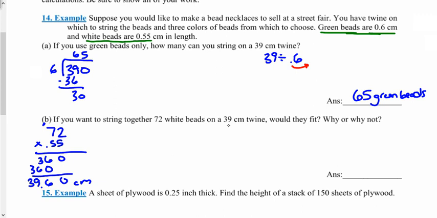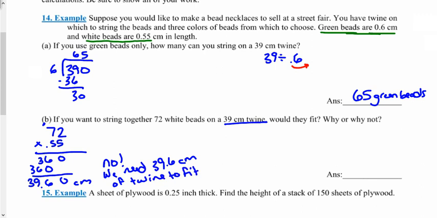Well, my twine is only 39 centimeters long, right? So will they fit? No, right? We need 39.6 centimeters of twine to fit 72 white beads. There. So that's one good way of doing it.